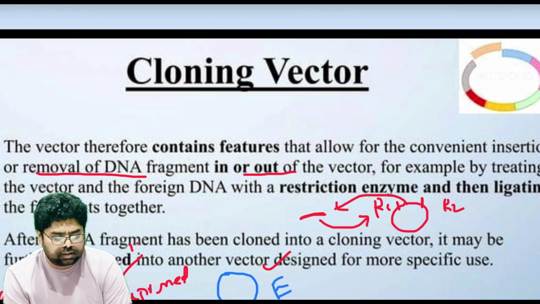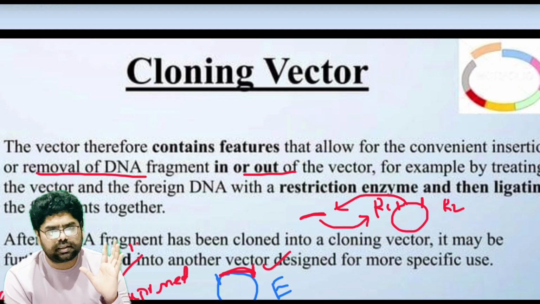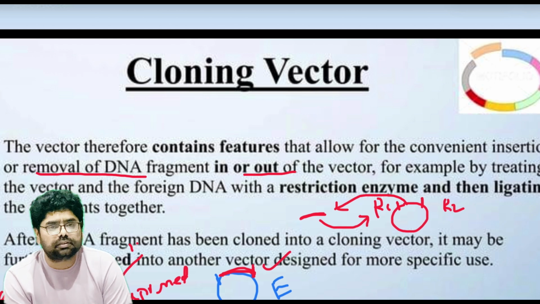And suppose another vector is there and that vector is an expression vector, I call it E, just for the sake of understanding. Suppose we cut this with the restriction enzymes R1 and R2. R1 and R2 can be any enzymes like EcoR1 or HindIII, and you just clone this gene, this red one, inside this expression vector. This step of cloning from one vector to another vector is called subcloning.